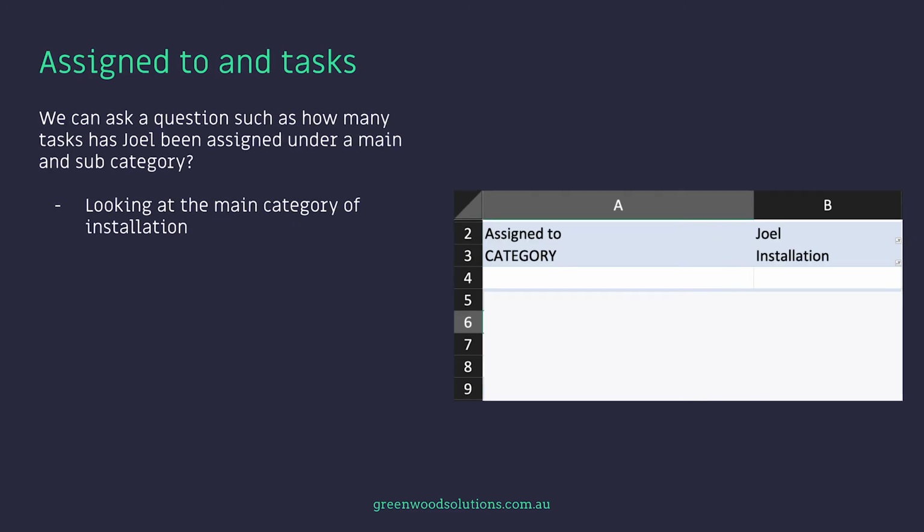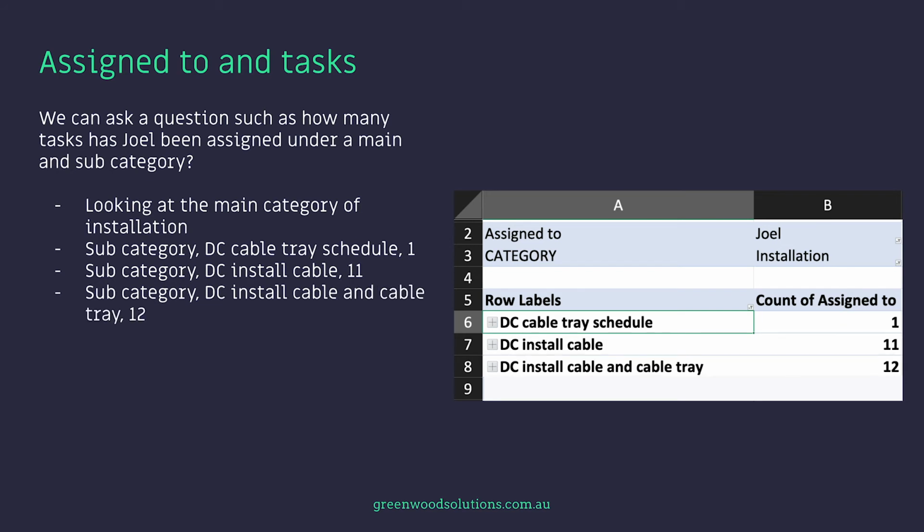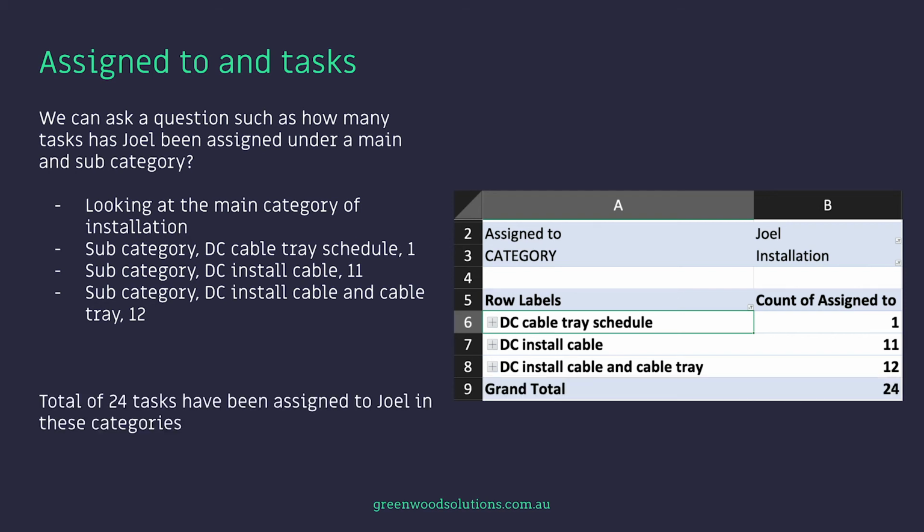We can ask a question such as, how many tasks has Joel been assigned under a main and subcategory? So we look at the main category of installation. The subcategory is DC cable tray schedule. Okay, so that's 1. The subcategory DC install cable, that's 11. And the subcategory of DC install cable and cable tray, 12. Total of 24 tasks have been assigned to Joel in these categories.